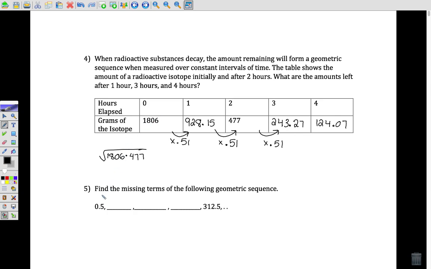So for number 5, you use geometric means twice. If you first find the geometric mean of 0.5 and 312.5, you would get 12.5. The geometric mean of these 2 is 2.5, and the geometric mean of these 2 is 62.5. So when there is ever an odd number of terms missing, you can use geometric means. You just might use them more than once.